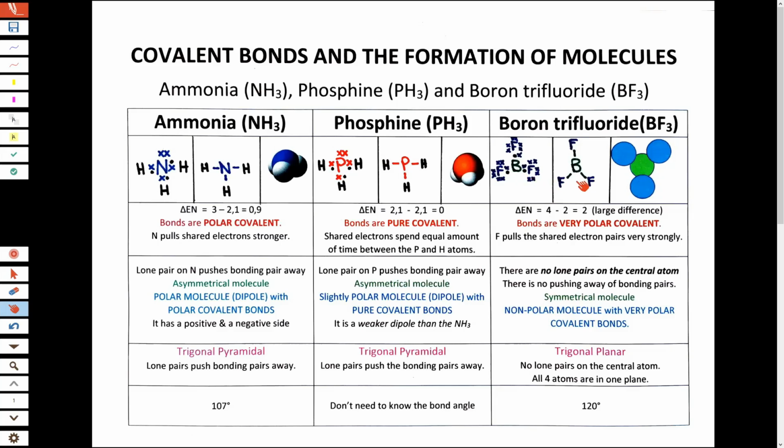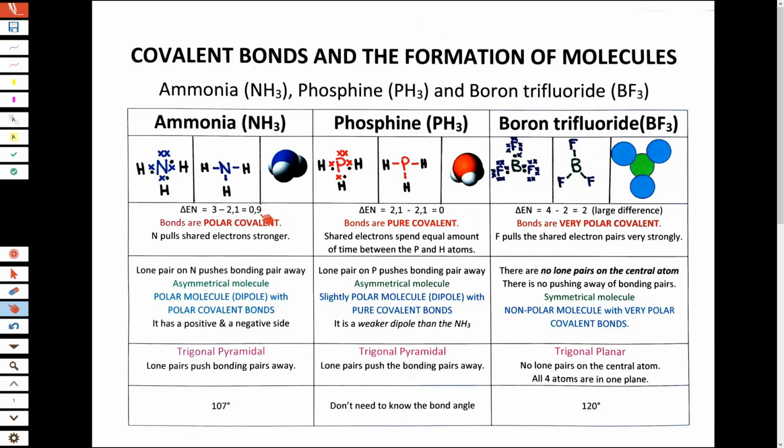So the Lewis structure for boron trifluoride looks like this. The fluorines are evenly spaced because there are no lone pairs on the boron to push them away. So the molecule will look something like this. And this shape is trigonal planar. Now we're going to look at the types of covalent bonds in each of these 3 molecules.